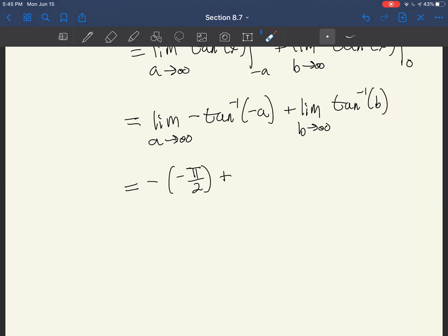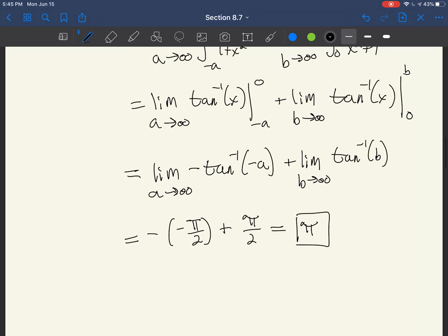And then same thing with the second one. Where does tangent equal infinity? And that's when sine is 1 and cosine is 0, which is at pi over 2. So this is just pi.